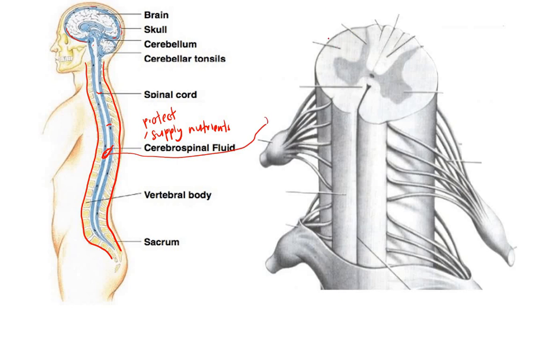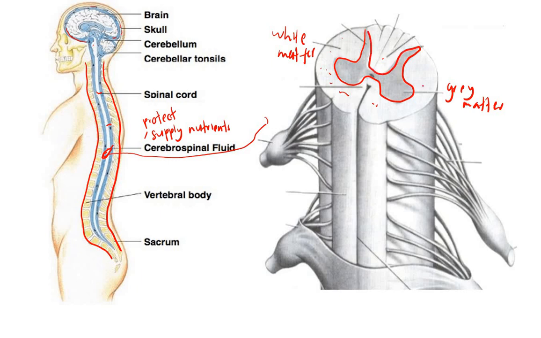In this diagram, we have the white matter. White matter is the white color here, all the white matter. And then we have the grey matter. The grey matter looks like a butterfly or letter H. This is the grey matter. And then actually we have this spinal nerve here. This is the spinal nerve.